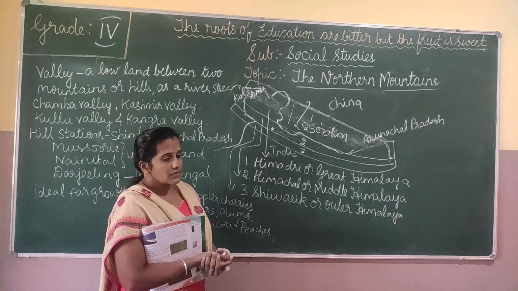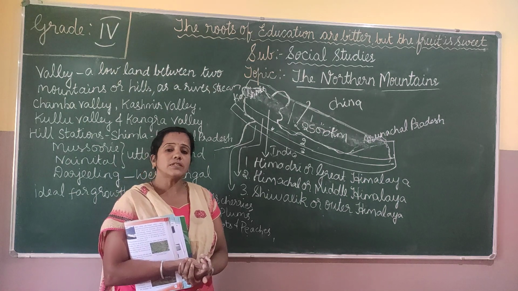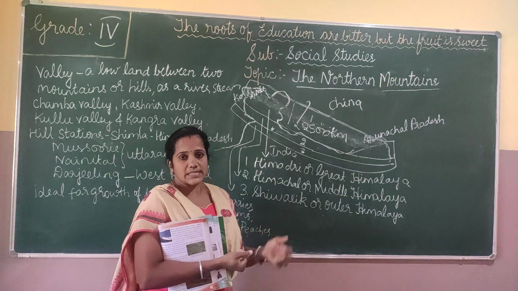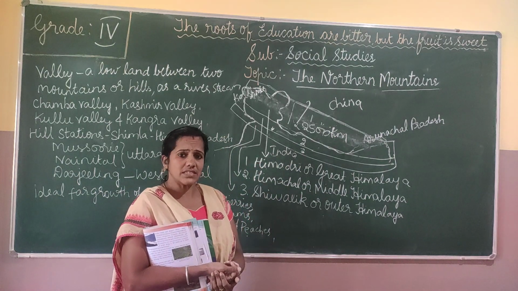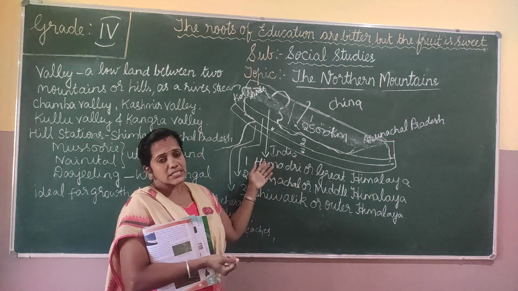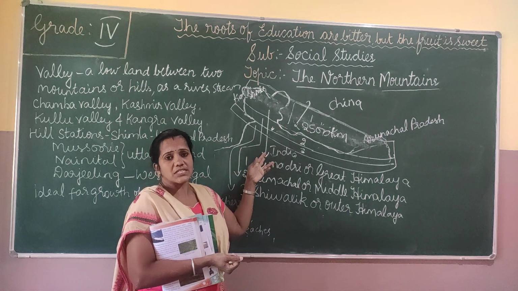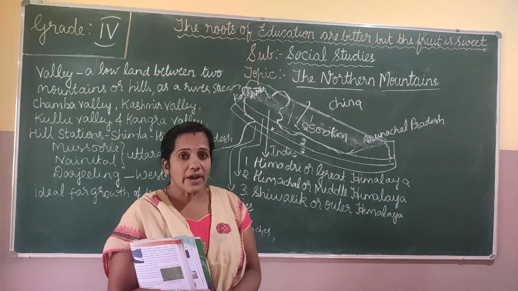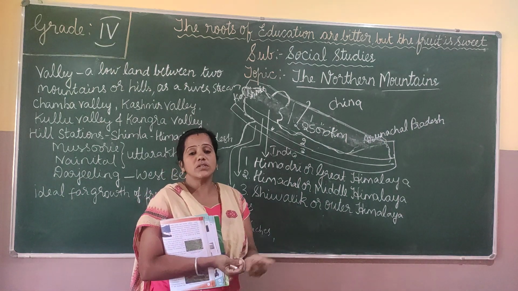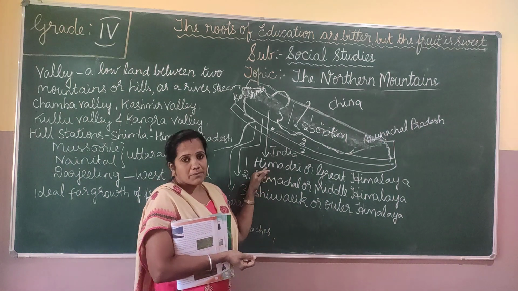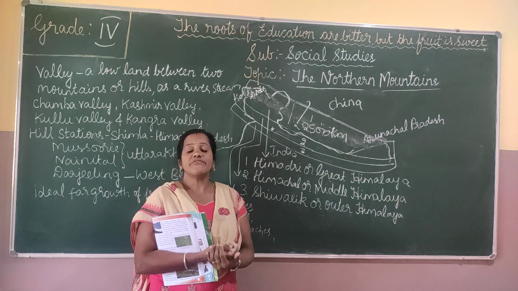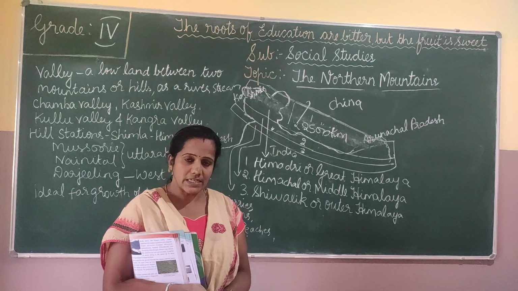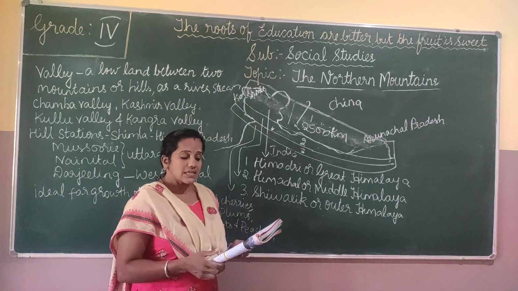So it is difficult for people and animals to live in this region. Some of the trees grown in this type of region are fir and spruce, and some wildflowers are grown in the lower region of the Himalaya.